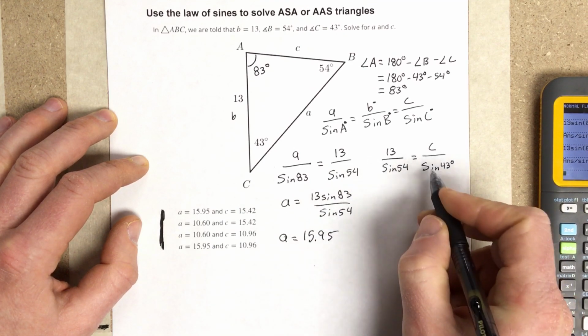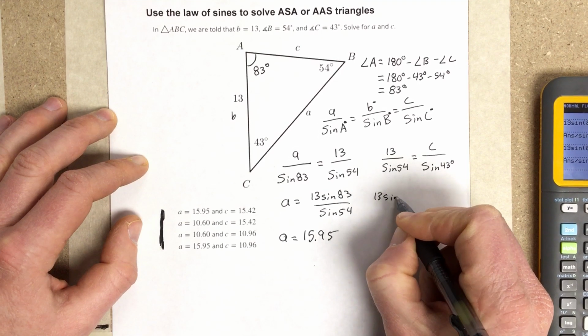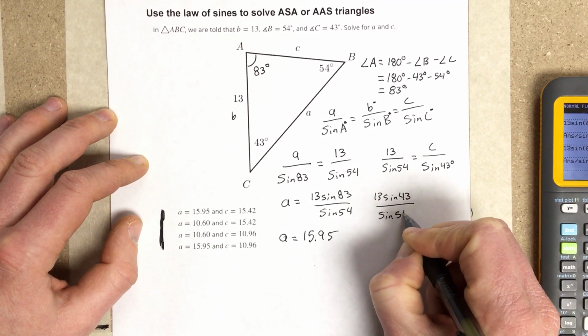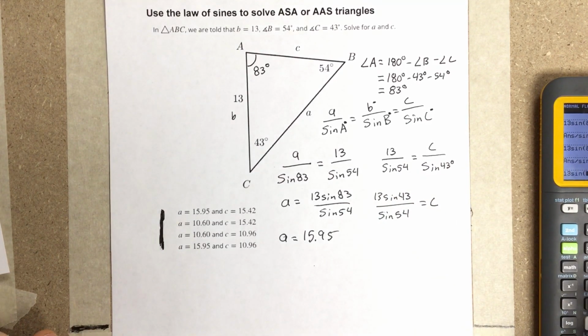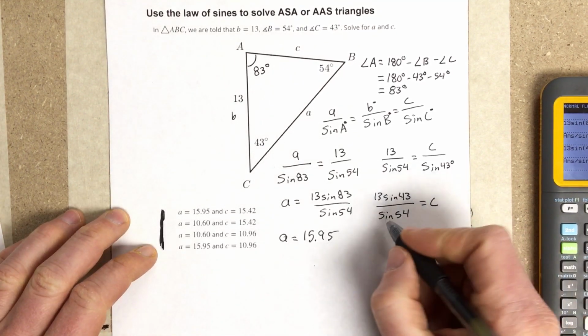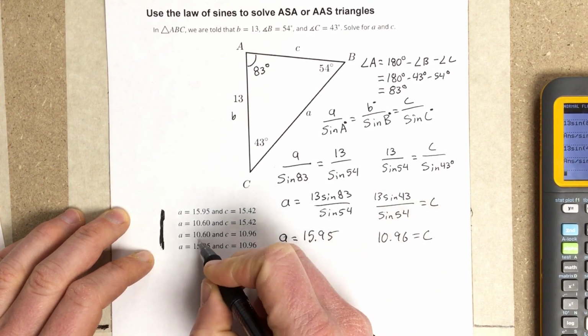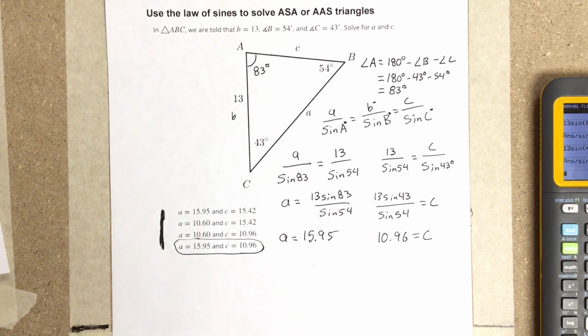Then I find c by multiplying by sine 43 on each side. So I get 13 sine 43 over sine 54 is equal to c. I get 10.96. So I can see my two answers are 15.95 and 10.96 using the law of sines.